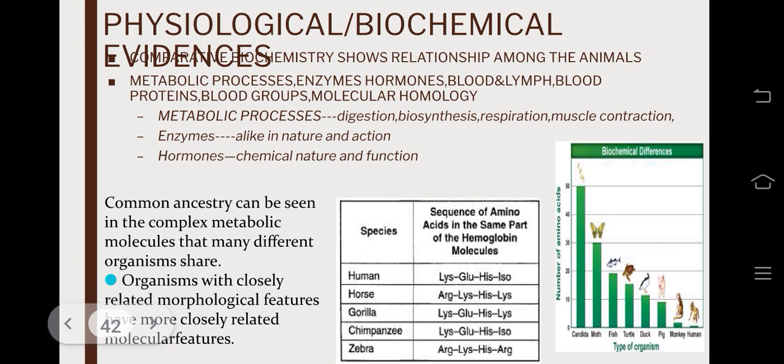And physiological or biochemical evidences: metabolic processes, enzymes, hormones, blood, lymph, blood protein, blood groups, molecular hormones. Metabolic processes: digestion, biosynthesis, respiration, muscle contraction. Enzymes, alike in nature and action. Hormones, alike in chemical nature and action. Common ancestry can be seen in the complex metabolic molecules that many different organisms share. Organisms with closely related morphological features have closely related molecular features.